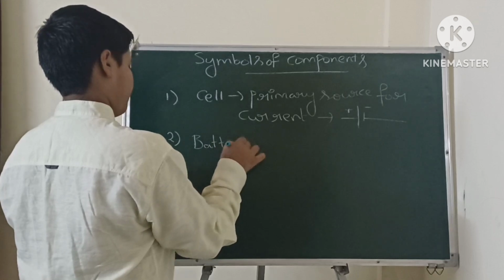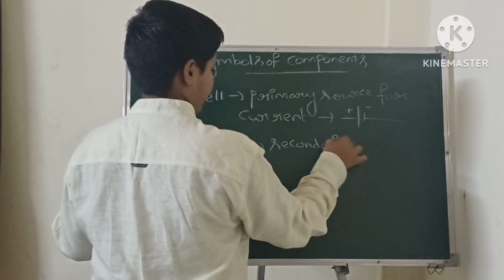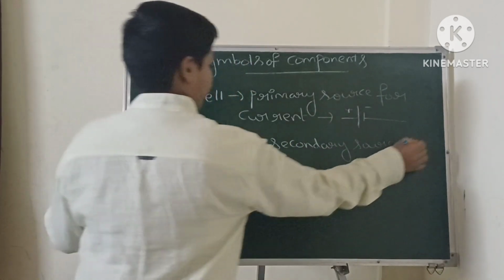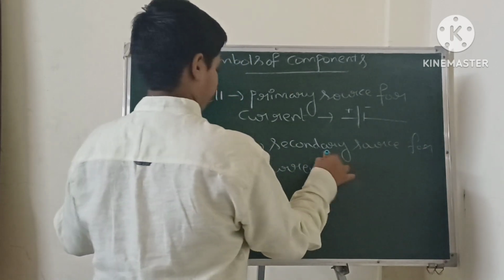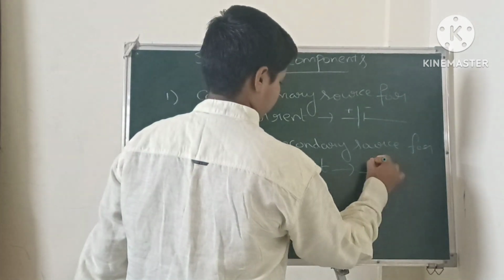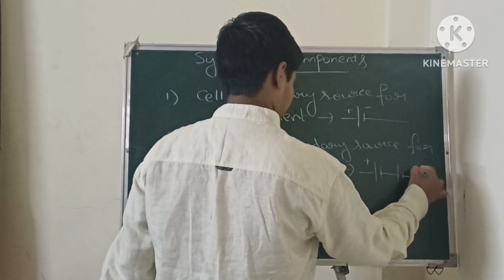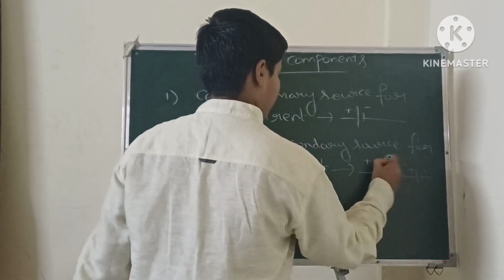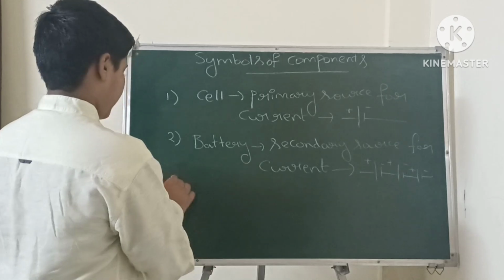And the second one, battery. It is a secondary source for current. Here, what is the symbol of a battery? A combination of two or more cells. Like this we have to represent. Okay?